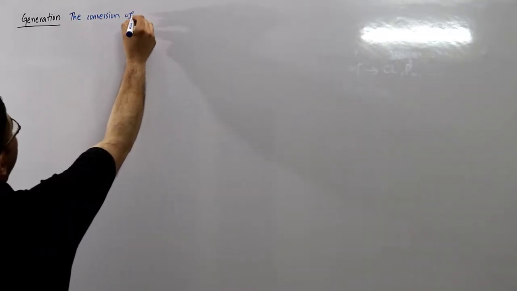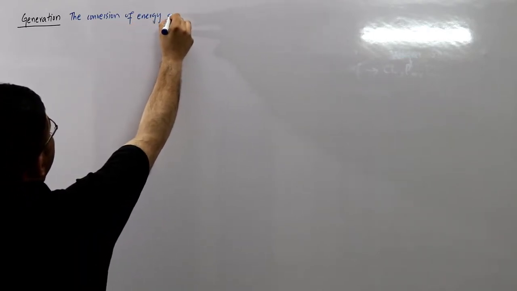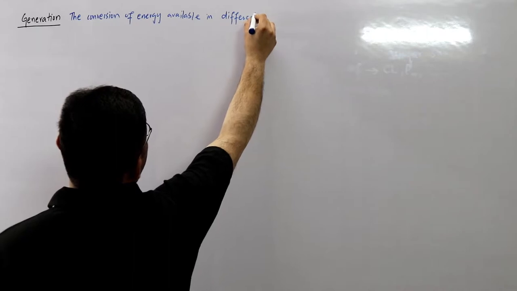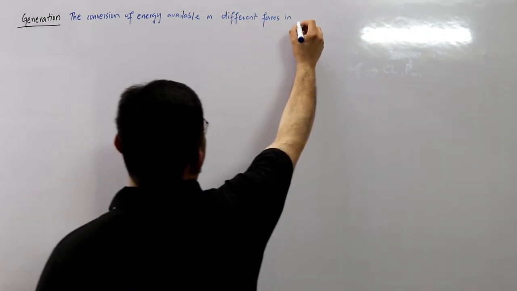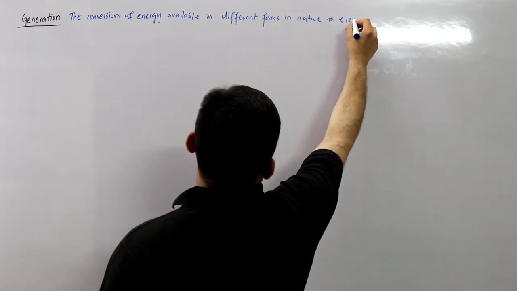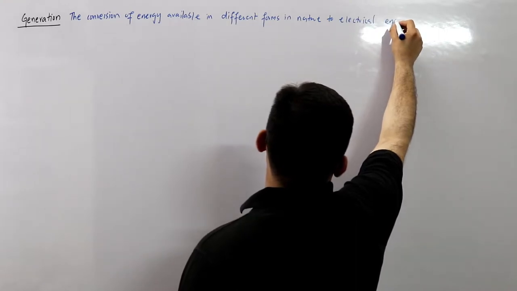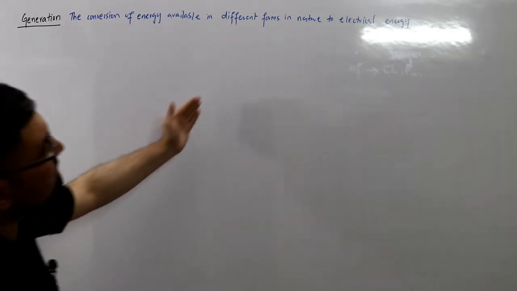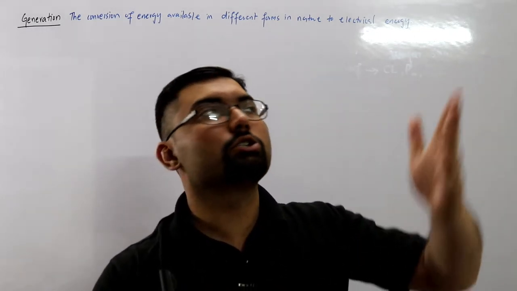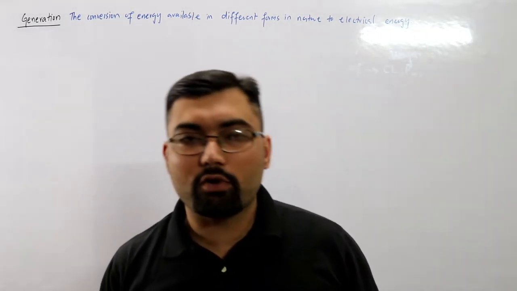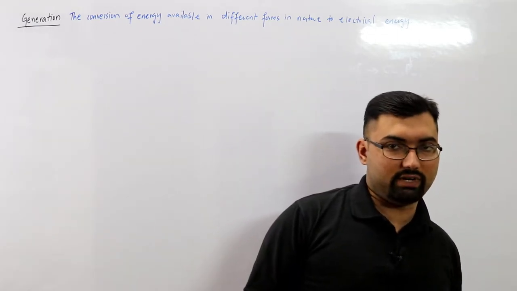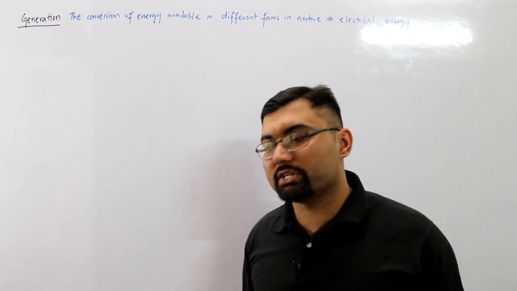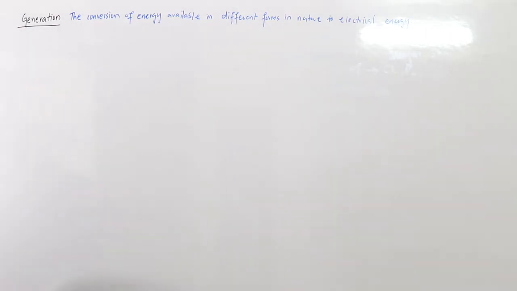The conversion of energy available in different forms in nature to electrical energy is called what? It's called the generation of electrical energy. Now, what are these different forms in nature? Those are the solar form. It may be in the form of wind, it may be in the form of water. So we have a number of sources of energy, and you convert that energy into electrical energy. This we call electrical power generation, or electrical energy generation.